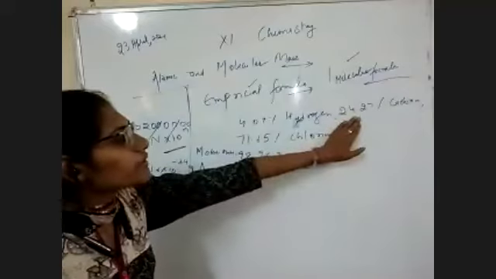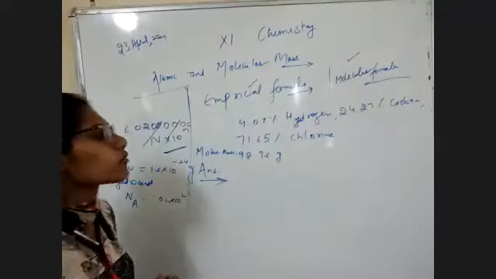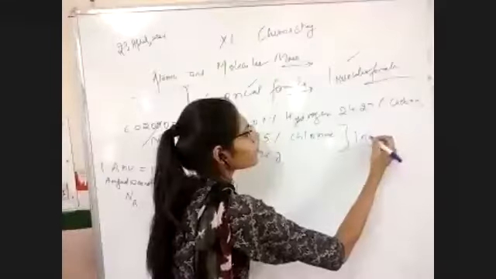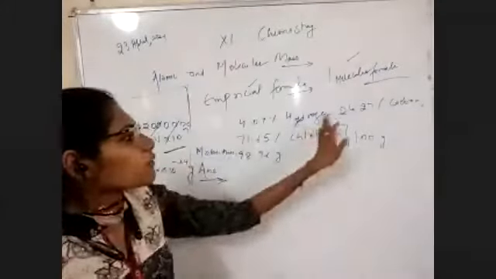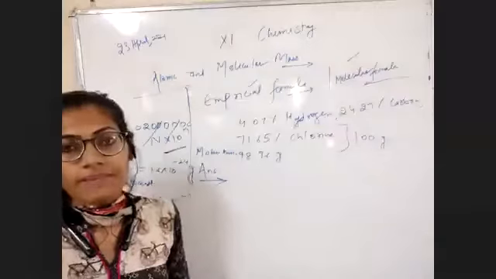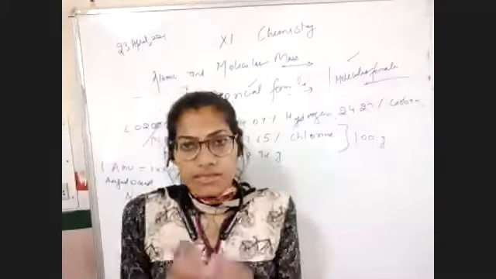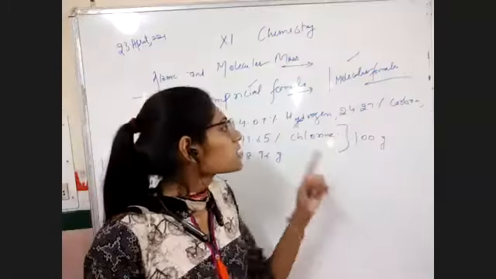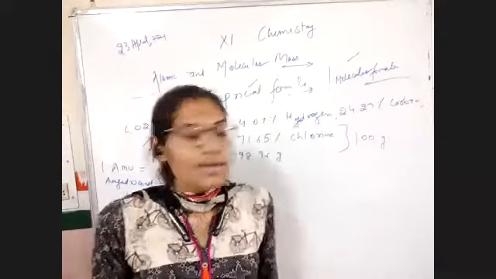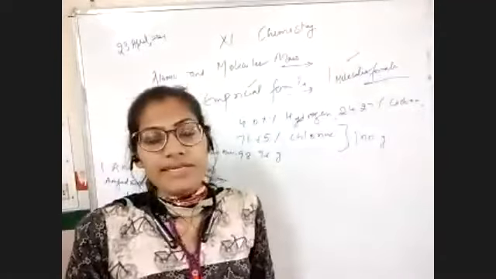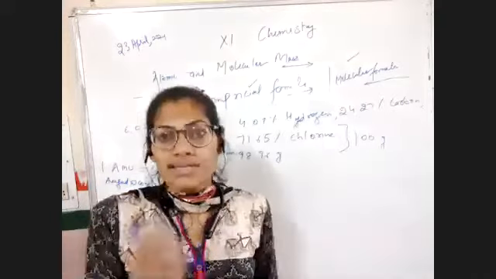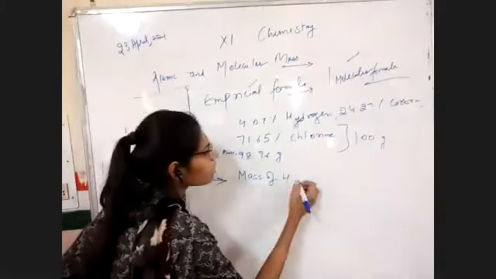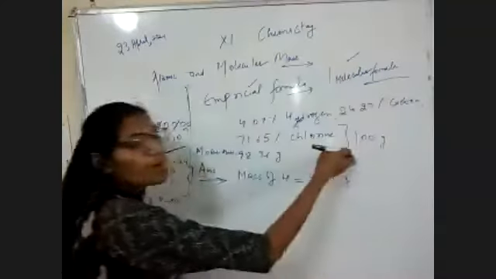4.07% hydrogen, 24.27% carbon, 71.65% chlorine. So let's say we have 100 gram of this compound which has hydrogen as well as carbon as well as chlorine. We are just assuming that this particular molecule contains hydrogen, carbon as well as chlorine in 100 gram. If we are considering 100 gram as the total, then what would we get? The mass of hydrogen would be 4.07 gram from 100 gram.